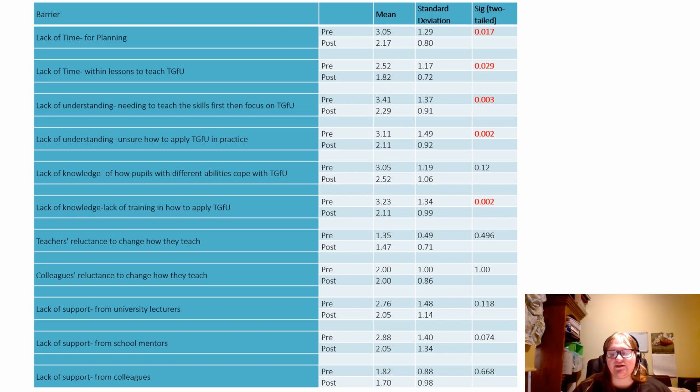The paired samples t-test was conducted to compare the mean scores of the barriers to implementing TGfU for in-service teachers before and after that 6-week training event. Of the 11 TGfU sub-barriers recorded, there was a significant difference in the participant scores for 5 of the categories. Lack of time planning TGfU lessons, lack of time within lessons to teach TGfU, lack of understanding in believing needing to teach the skills first, lack of understanding in being unsure how to apply TGfU in practice, and lack of knowledge, particularly lack of training in how to apply TGfU. There was no significant difference with the remaining barriers.